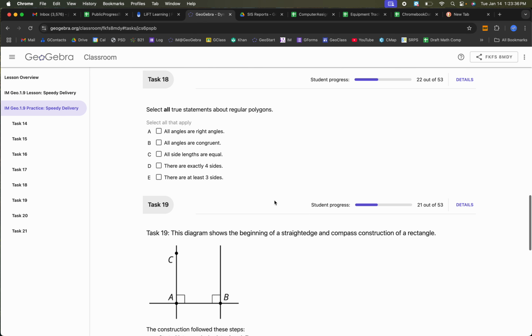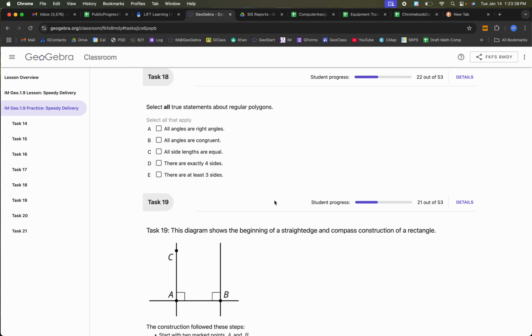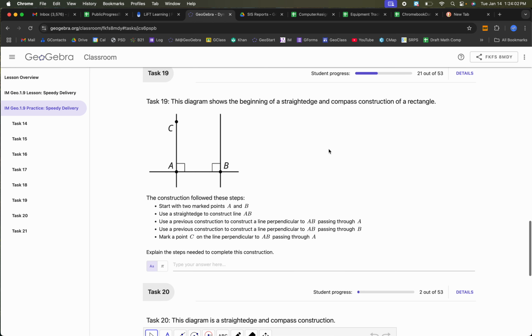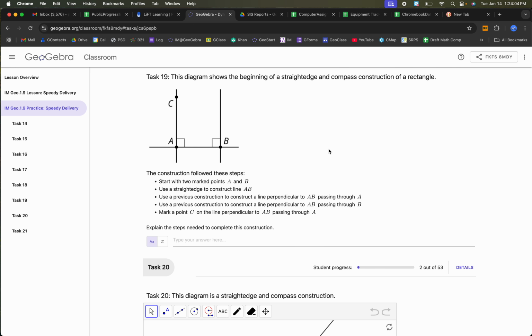Task 18. Select all true statements about regular polygons. Remember, regular polygons, right? We talked about what those are. Regular actually means special, right? So go through trying to figure out which of these have to be true about regular polygons. Okay, pause the video and answer the question.